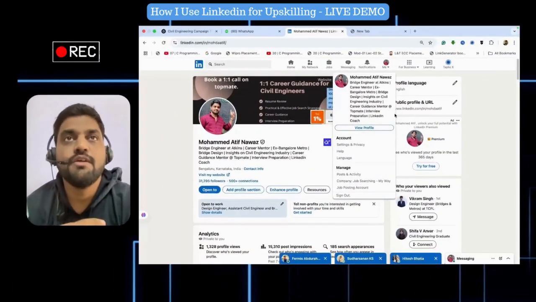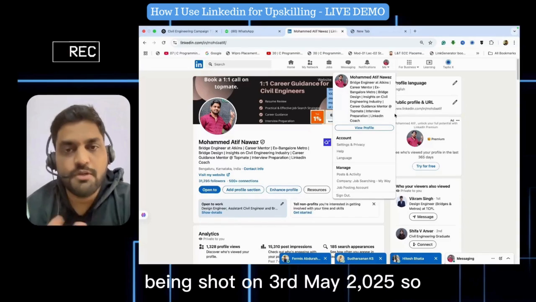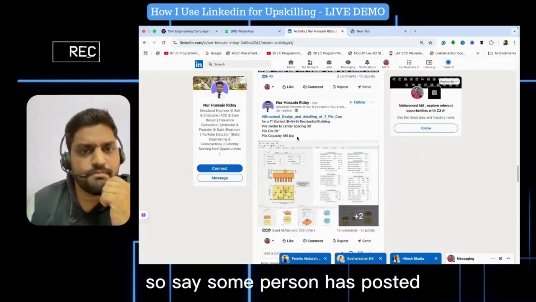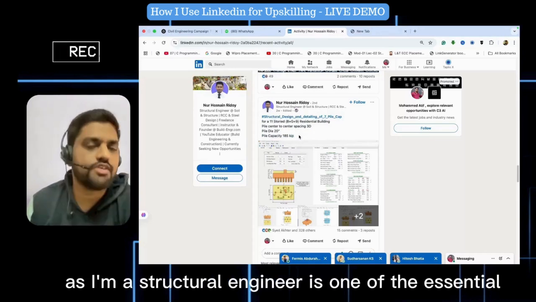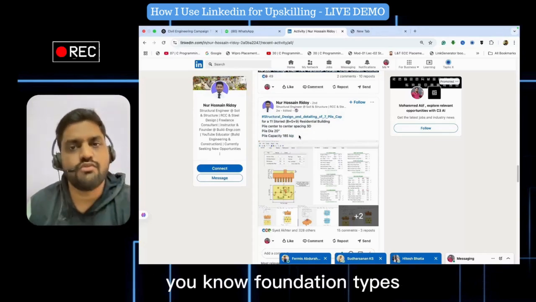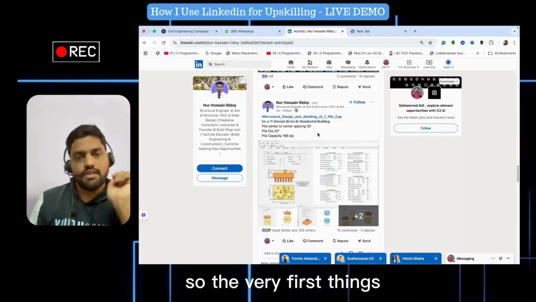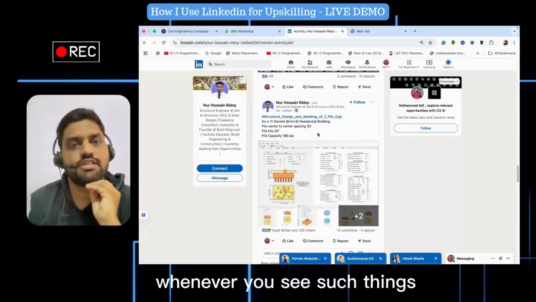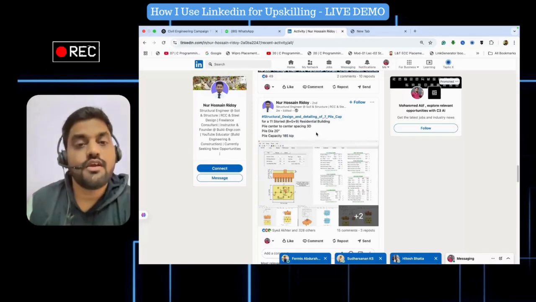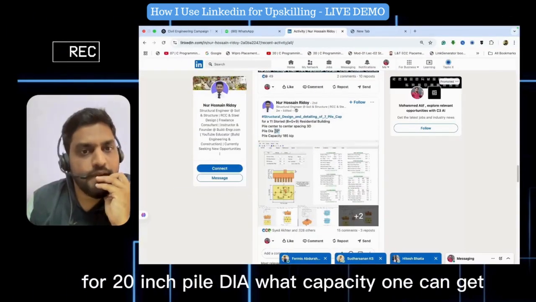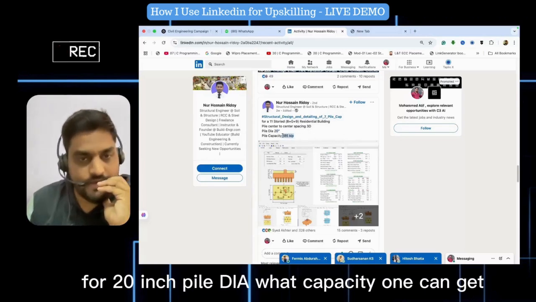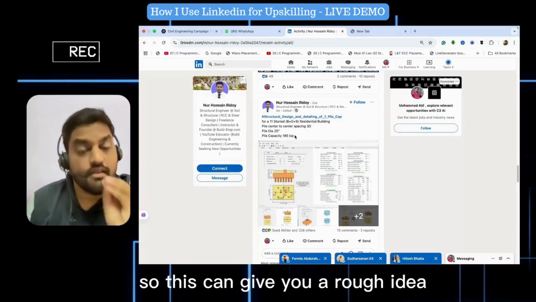A live video. This is being shot on 3rd May 2025. So to say, some person has posted. Obviously, pile cap, as I'm a structural engineer, is one of the essential foundation types. So the very first thing whenever I see such posts, I take a note that okay, for 20-inch pile dia, what capacity one can get. So this can give you a rough idea.